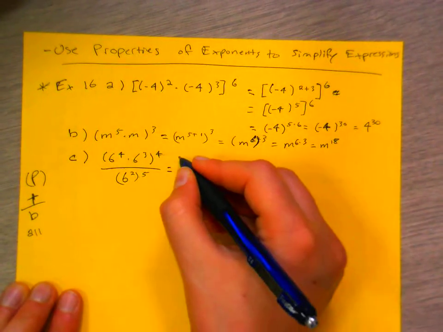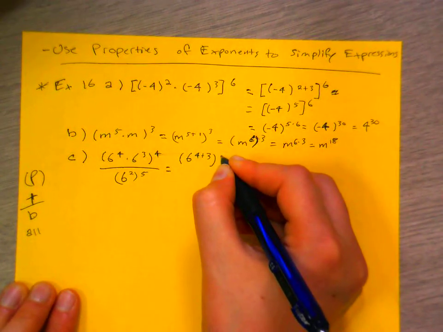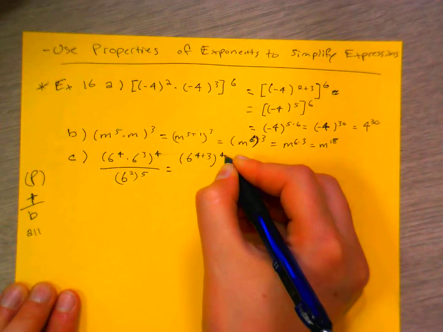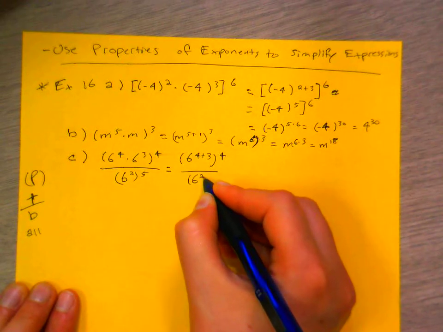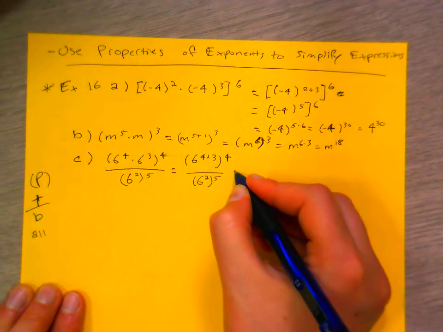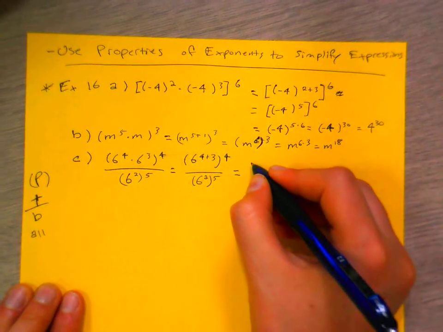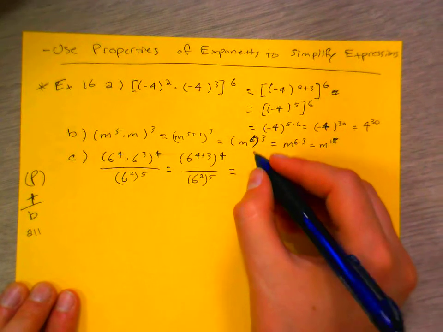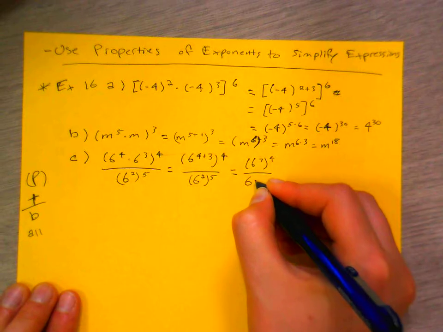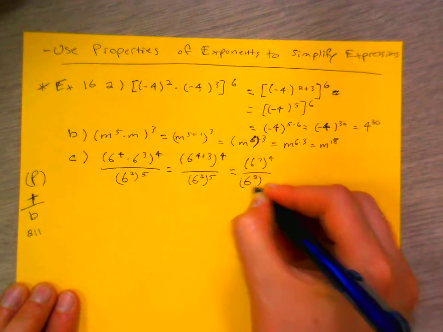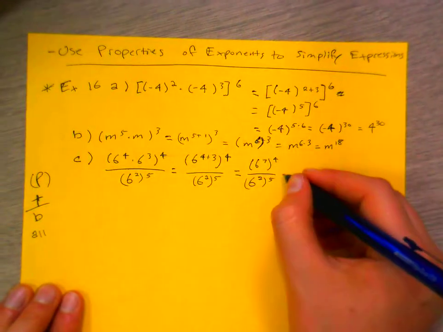So these two are multiplied, which means it will be 6 to the 4 plus 3, to the power of 4, over 6 squared to the power of 5. Now let's simplify even more. We can say that 6 to the power of 7 to the power of 4 on the bottom, 6 to the power of 2 to the power of 5. So we've done parentheses. Everything's done in the parentheses. Now let's do top and bottom.